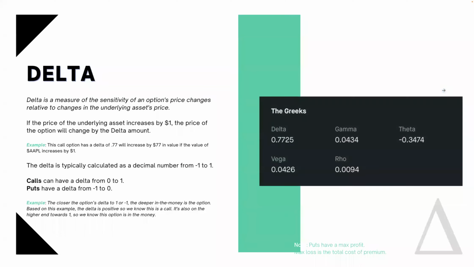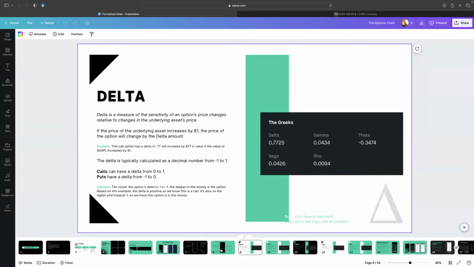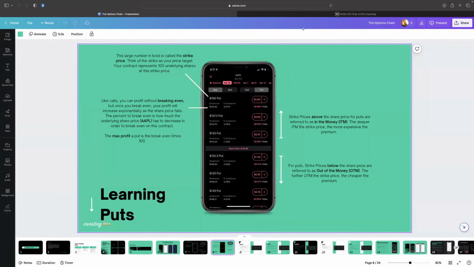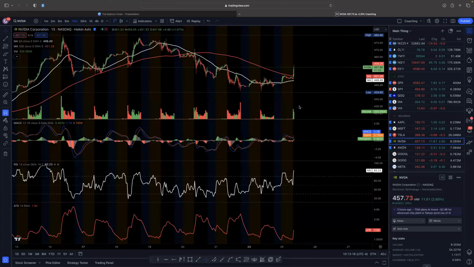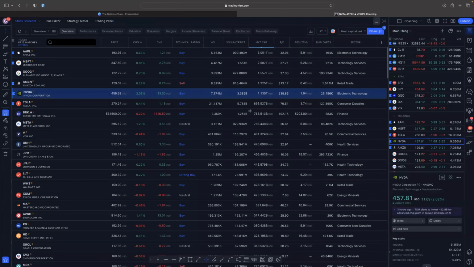I'm going to pause here and get into this chart because I want to tie in some of the stuff we've already talked about, and then we'll come back to this. So I did not mean to open the screener. All right, so let's look at NVIDIA.